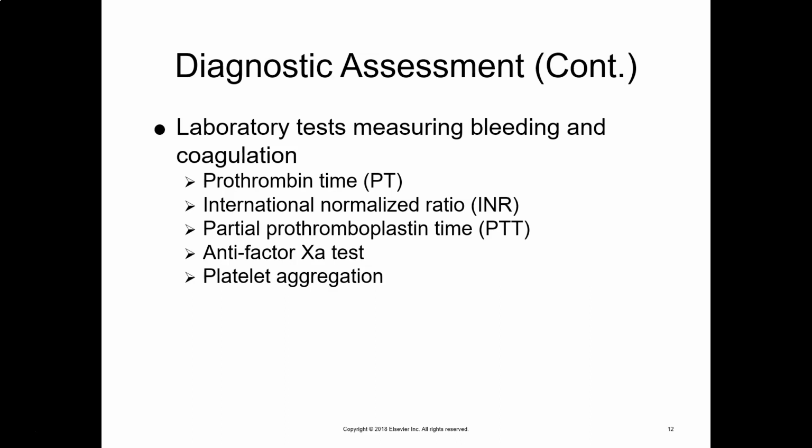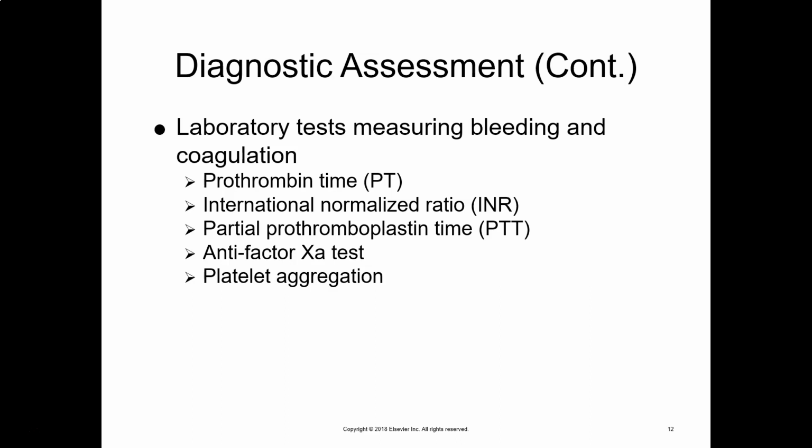So anyway, anti-factor 10A is used to monitor heparin therapy. And the standard heparin is 0.5 to 1 international units. Now for low molecular weight heparin, like your Lovenox injections, it is 0.3 to 0.7.